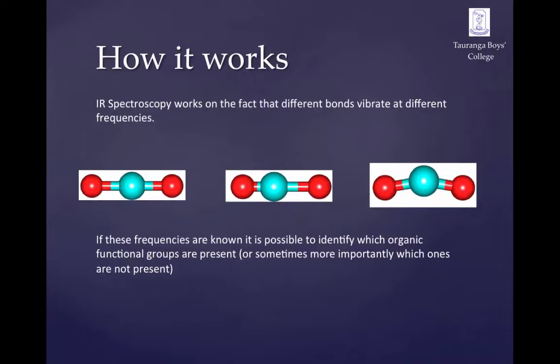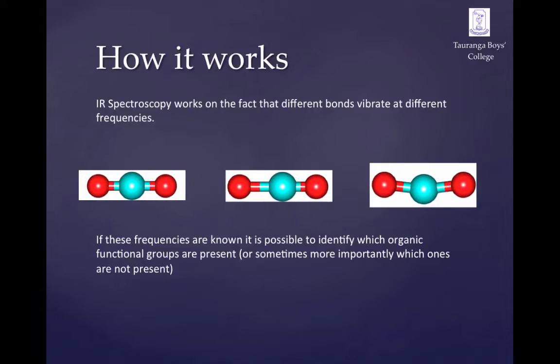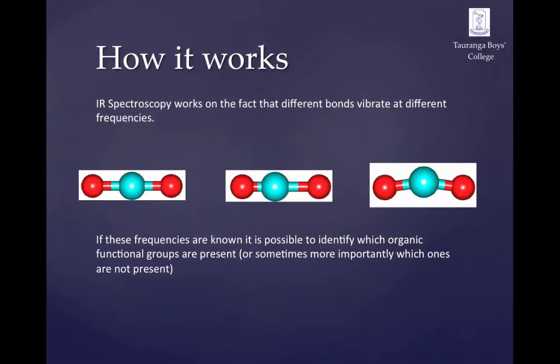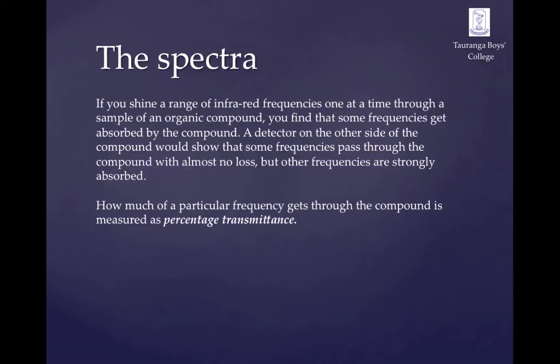In the middle of the screen, you'll find three animations. The first two are the bonds stretching, whilst the last one is the bonds bending. When infrared light is shone through a sample of an organic compound, some frequencies will be absorbed by the compound, whilst others pass through. The amount that passes through is measured as the percentage transmission.